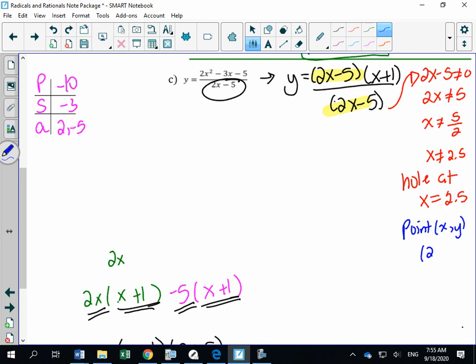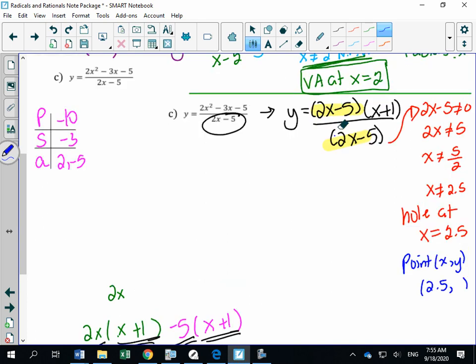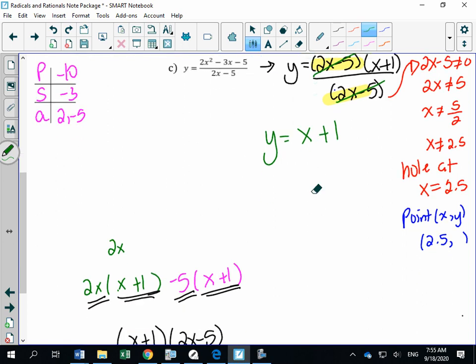And now I know my x value is 2.5, where my hole is going to be, and I need to figure out what that y value is. So in order to do that, we now get to simplify this equation here. So 2x minus 5 over 2x minus 5 will cancel, and I've got y is equal to x plus 1. So that's when we actually graph this. Even though we're going to graph the original, it's going to look like a linear graph. Let's change that, though, to function notation. So f of x is equal to x plus 1.